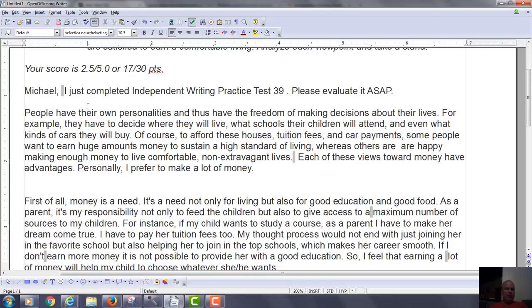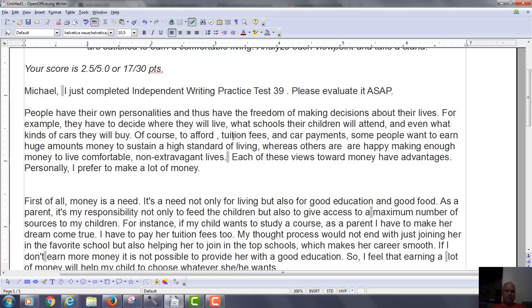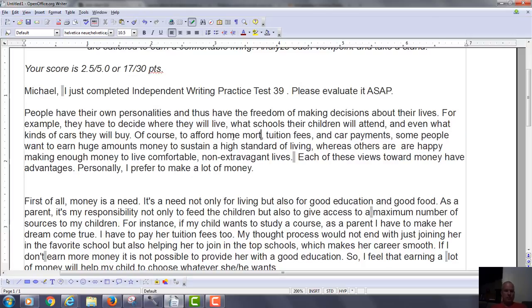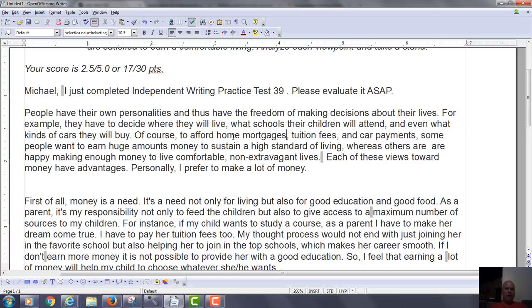Now what did I do here is I said to afford these houses, this means where, tuition fees means what schools, and then car payments, which means that. So I'm just making sure that what I'm saying here, it ties back to the previous paragraph. So of course to afford these houses, tuition fees, and car payments, or how about home mortgages? How about that? If you have a mortgage, that's kind of like you have to pay for your house on a month-to-month basis.